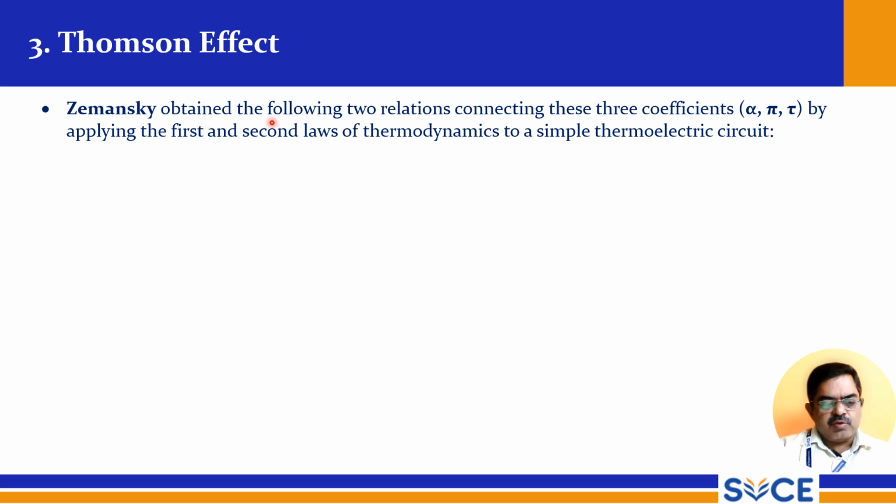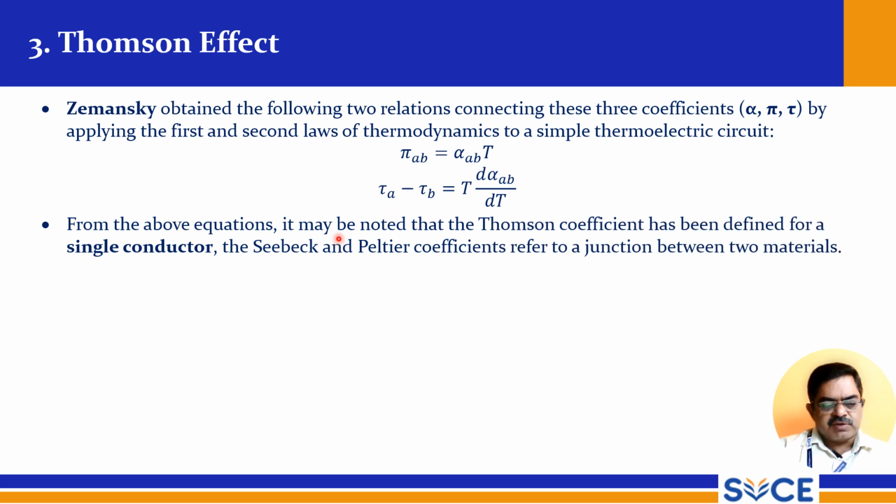So Thomson obtained the following two relations connecting these three coefficients alpha, pi and tau by applying the first and second laws of thermodynamics to a simple thermoelectric circuit: pi AB equal to alpha AB into T, and tau A minus tau B equal to T into d alpha AB by dT. From the above equations, it may be noted that the Thomson coefficient has been defined for a single conductor. The Seebeck and Peltier coefficients refer to a junction between two materials.